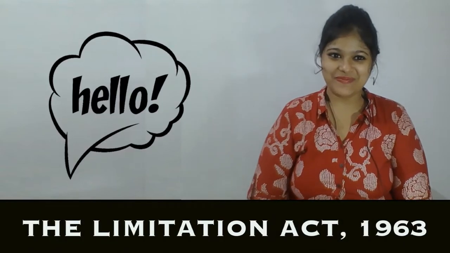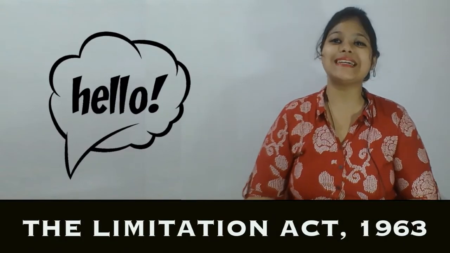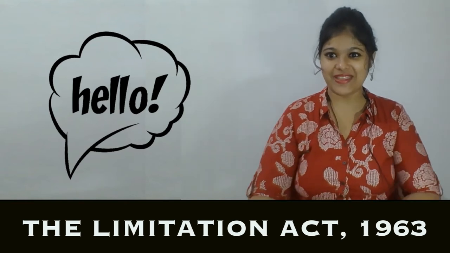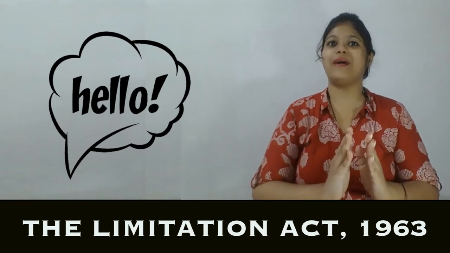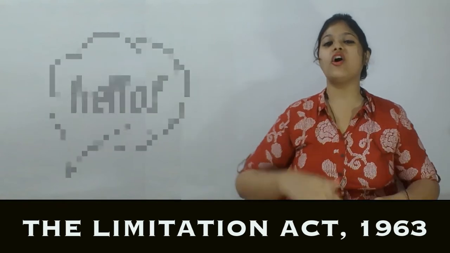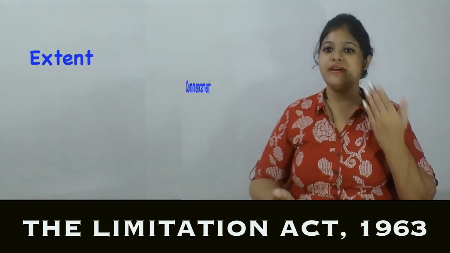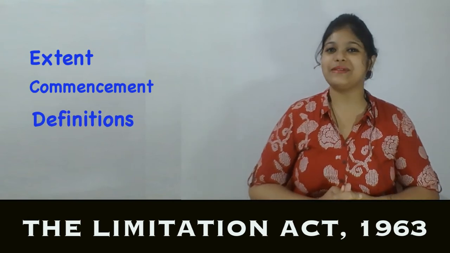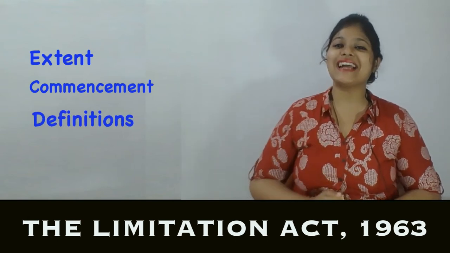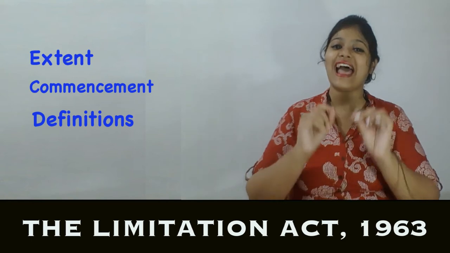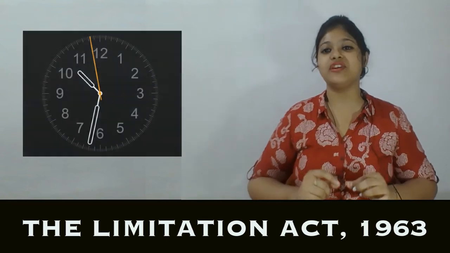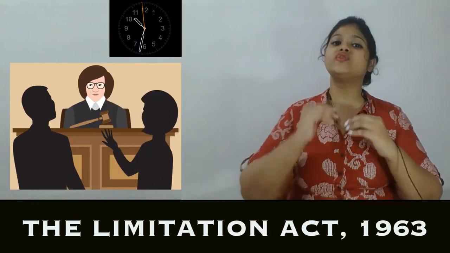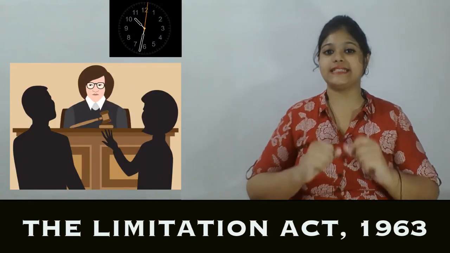Hello everyone. Today we are going to discuss the Limitation Act 1963, which is the introductory part to the Act, discussing the extent of the Act, commencement of the Act, and the important definitions which are related to the Act. The Limitation Act 1963 is the Act which governs the time period within which one can file a suit to sue another and to get justice.